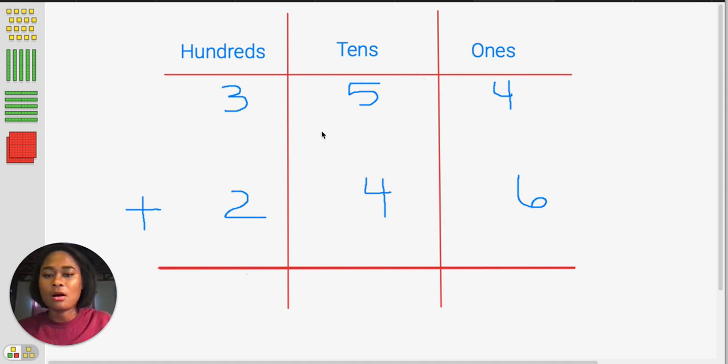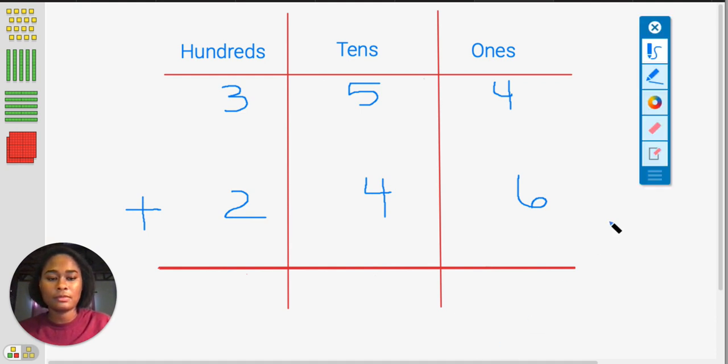We're going to solve 354 plus 246. First, I'll show you how to solve this problem by using our place value chart. When adding, we want to make sure we start with our ones place. 4 plus 6 is 10. You might be tempted to write 10 like this here in the ones place.